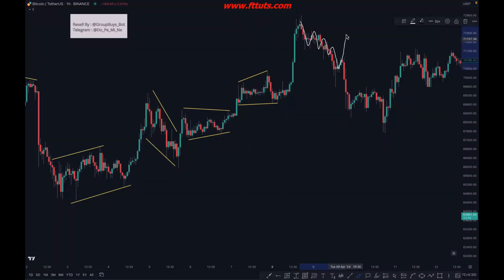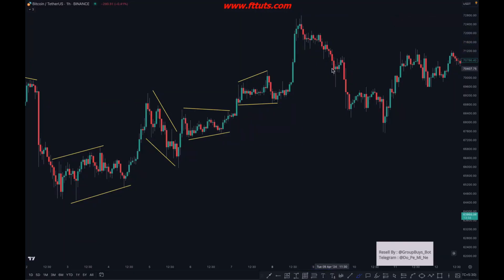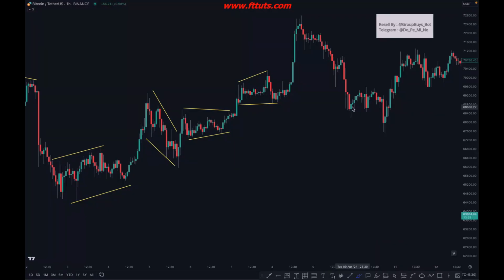If market creates a correction and gives any continuation pattern here, then we can buy here, right? But market did not create any kind of reversal here, and it did not create any kind of continuation either, and market pushed downside. And why did market push downside? You need to understand.